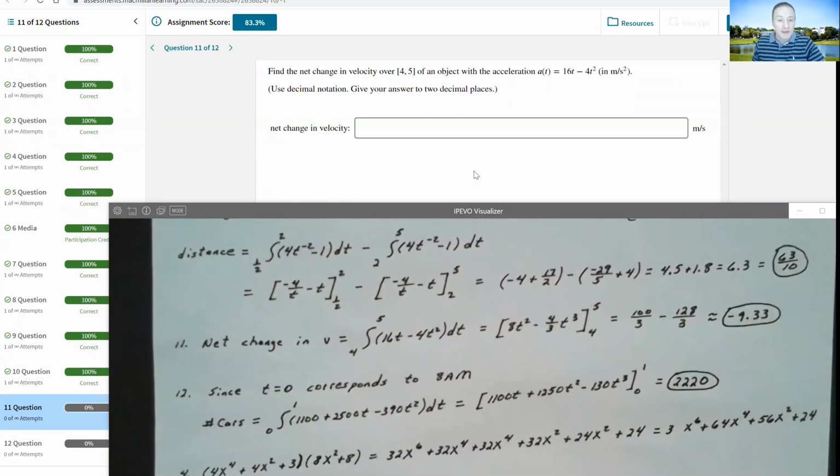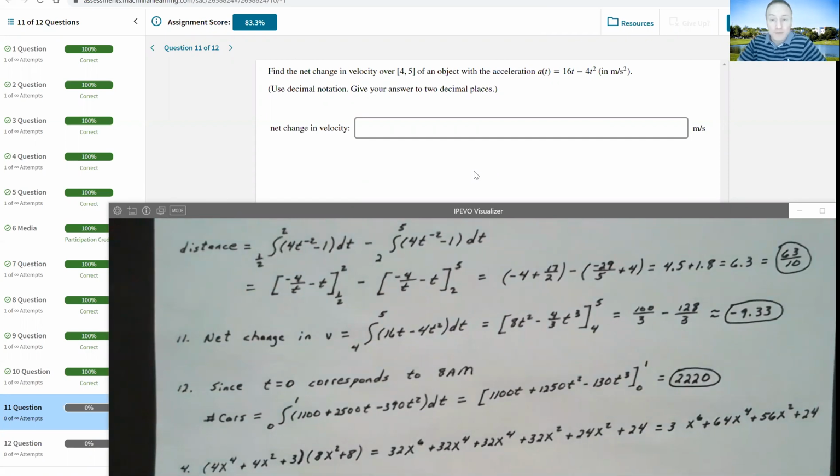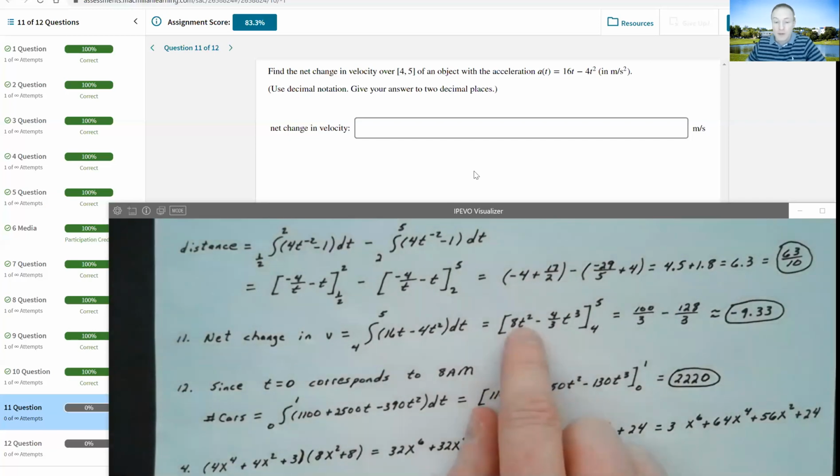For number 11, it's a very quick one. It's just asking for the net change between 4 and 5 with the acceleration function 16t minus 4t squared. If I want the net change in velocity with this acceleration, well, then the net change in velocity is just the integral from where the acceleration begins to where it ends, 4 to 5, of your acceleration function. We integrate that to get, and it's just using the power rule, 8t squared minus 4/3 t cubed.